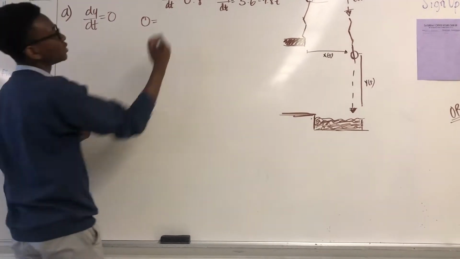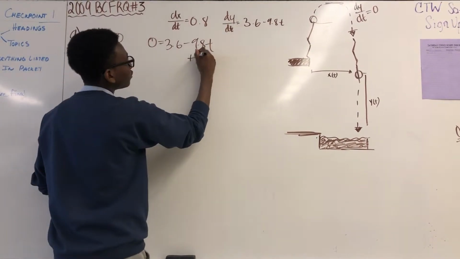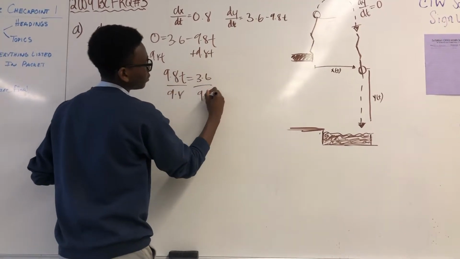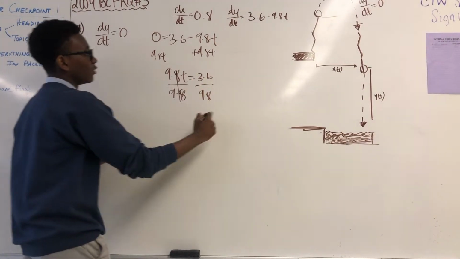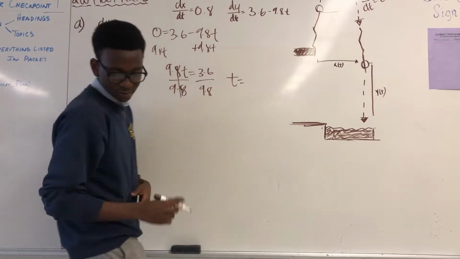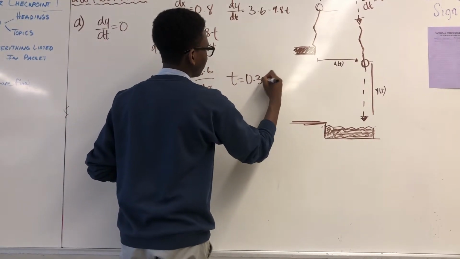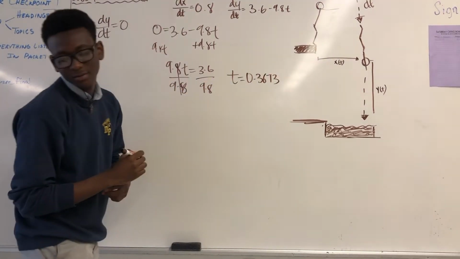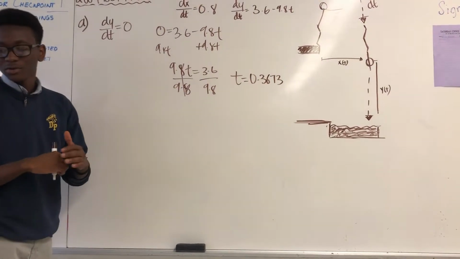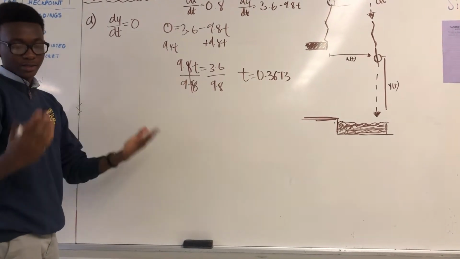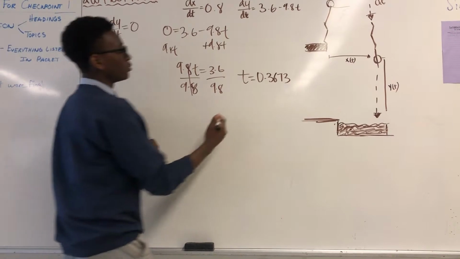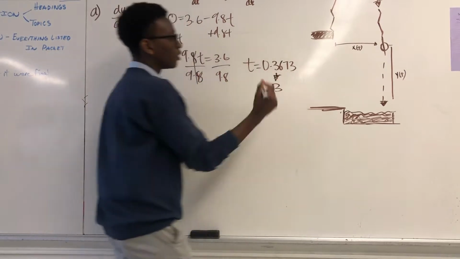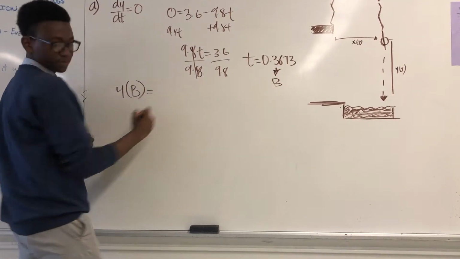So you set 3.6 minus 9.8t equal to 0, and you find that t at that point is equal to 0.36735. You assign a letter to that value when you use it as a bound. In this case, I am using b, so b would be equal to 0.36735.